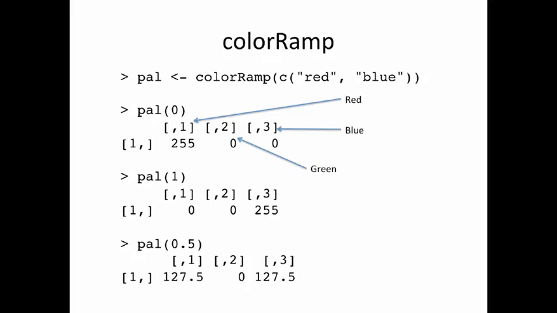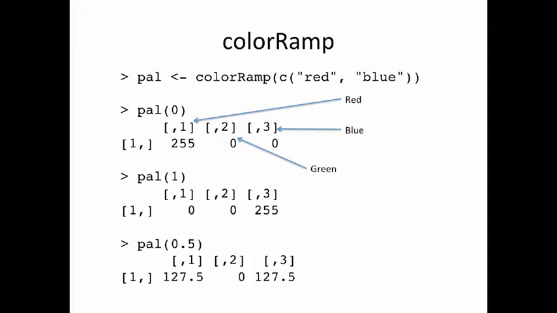So this just gives me the color blue. So that's the other end of my color palette. So what if I do something in between, like pal of 0.5? This should give me a color that's kind of in the middle of red and blue. So it's going to give me 127.5 for red, and then 0 for green, and 127.5 for blue. So it's kind of half red, half blue, whatever that color happens to be.